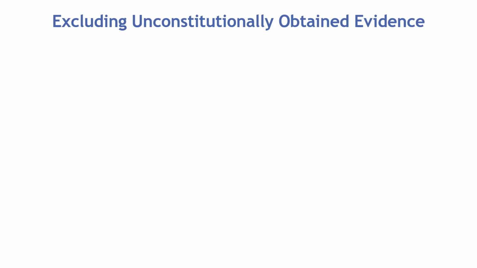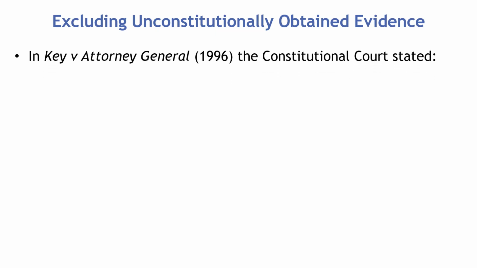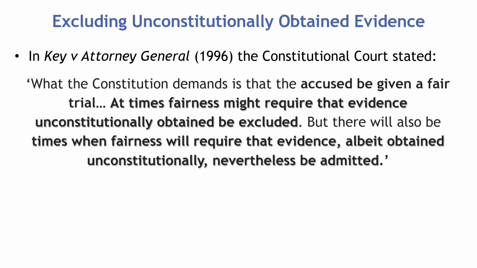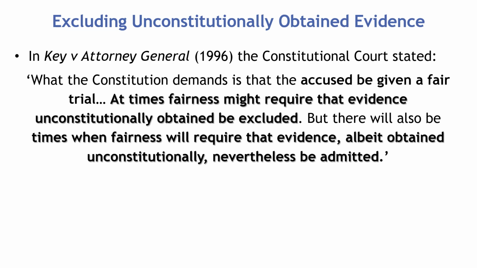As a starting point for this discussion, I want to point to the case of Key in 1996, a Constitutional Court decision, in which the court held that what the Constitution demands is that the accused be given a fair trial. At times, fairness might require that evidence unconstitutionally obtained be excluded, but there will also be times where fairness will require that evidence, albeit obtained unconstitutionally, nevertheless be admitted. In effect, what the court is saying here is that Section 35(5) must be applied in a manner that strikes a reasonable balance between competing interests.